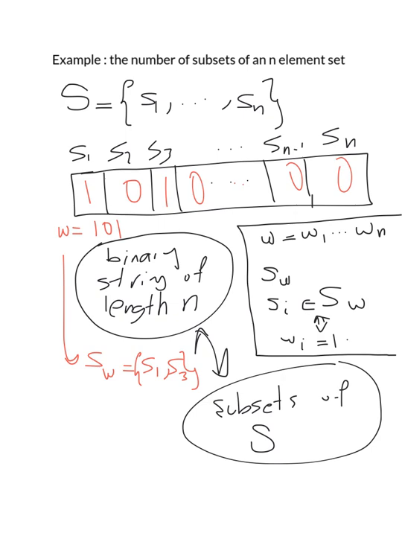Now it's quite clear that this operation gives a 1-1 correspondence between these two sets, and therefore the total number of subsets of S is the same as the total number of binary strings of length n, which is 2 to the n.